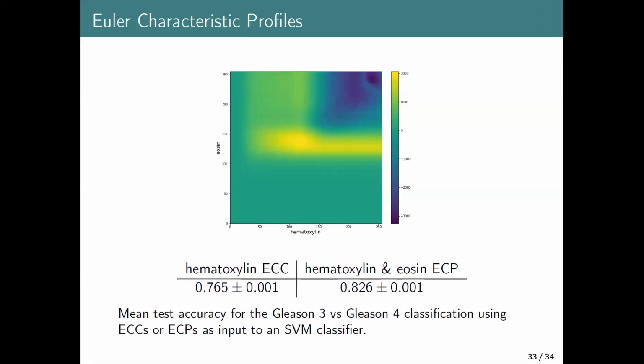Does this thing work? Well, apparently yes, because if you are trying to classify between grade 3 and grade 4 cancer, the two-dimensional Euler characteristic profile performs way better than what people usually do, which is to focus only on this color channel over here. So that says you can actually gather some information by using two parameters separately in this case.